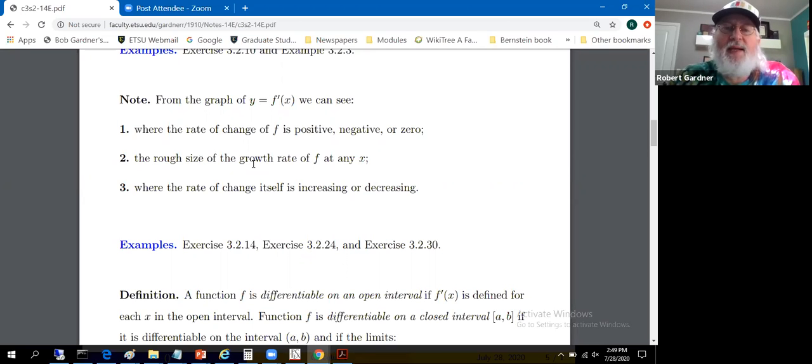If we had a big but negative derivative, I'd expect the graph to be steep and going downhill, steep and decreasing. And it tells us where the rate of change itself is increasing or decreasing. And I can look at the derivative and determine if the derivative itself is increasing or decreasing. Let's save that one for later.